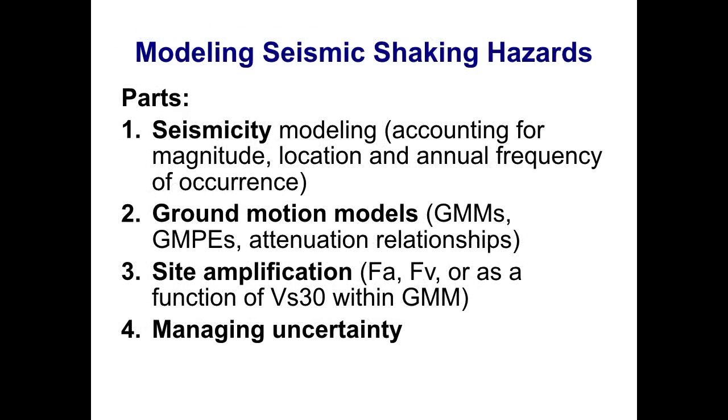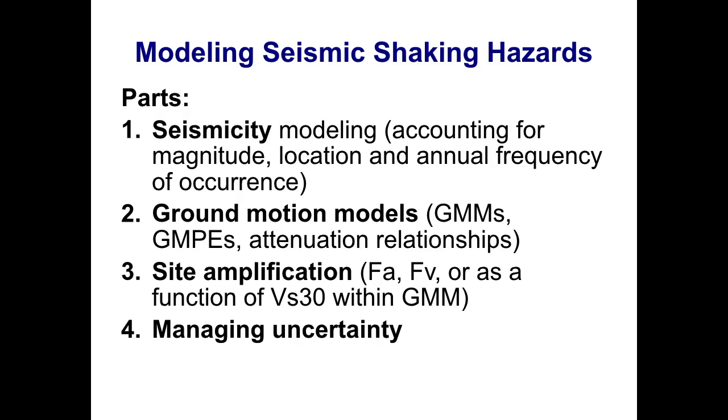Now, in modeling seismic shaking hazards, the parts of the model can be divided as follows. There's typically a seismicity model that accounts for the magnitude, location, and annual frequency of occurrence of earthquakes, and then there's a ground motion model that takes the magnitude and location and shows the distribution spatially, geographically, of ground shaking, and it depends on ground motion models or ground motion prediction equations, or attenuation relationships, as they're more commonly called.